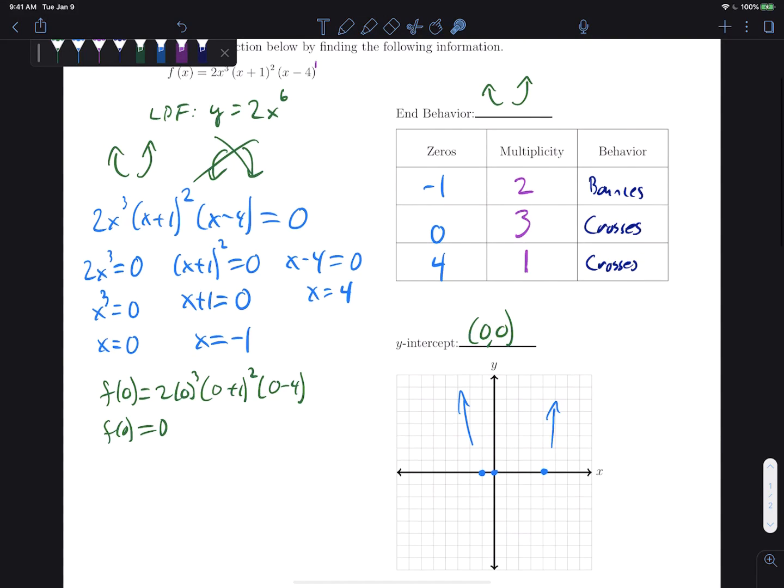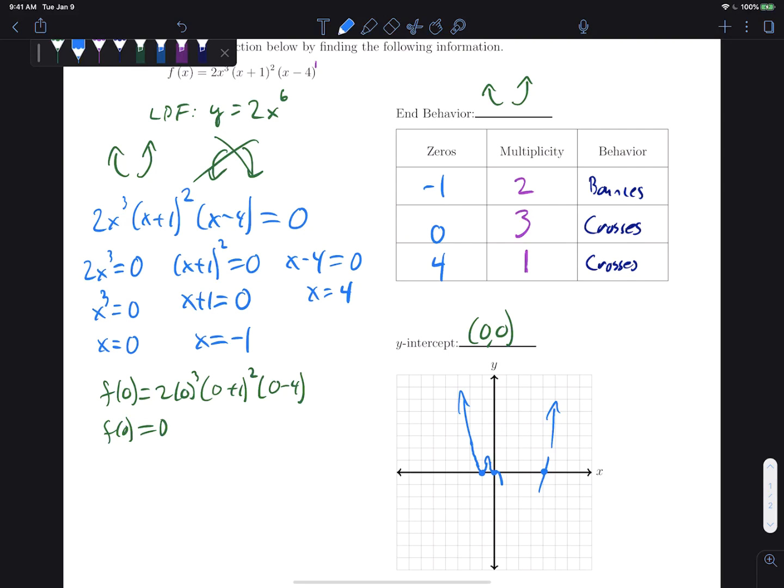Now, we have a y-intercept of (0, 0), and we've already plotted that. Now let's look at the multiplicities and the behaviors. At that negative 1, it bounces. As we're approaching that x, we're going to bounce off to the other side. It's going to look something like that, and it's going to come back down to the 0, and at the 0 it crosses in a cubic fashion. Then we cross to the other side. And then we're going to go back up towards this zero, and we're going to cross in a linear fashion.